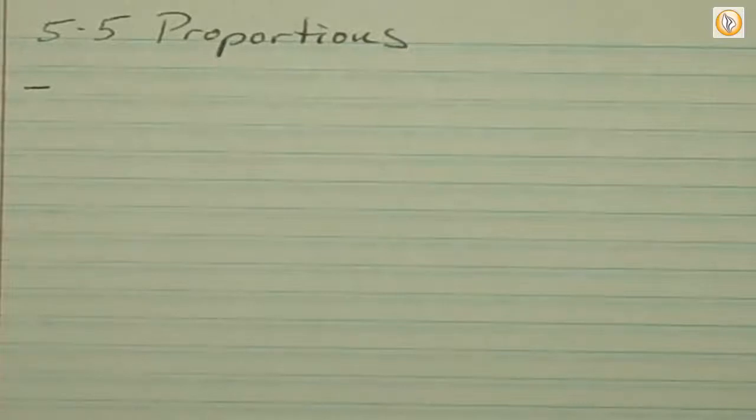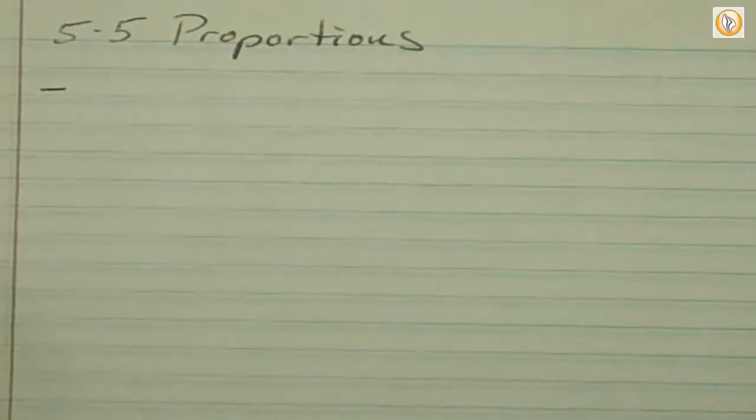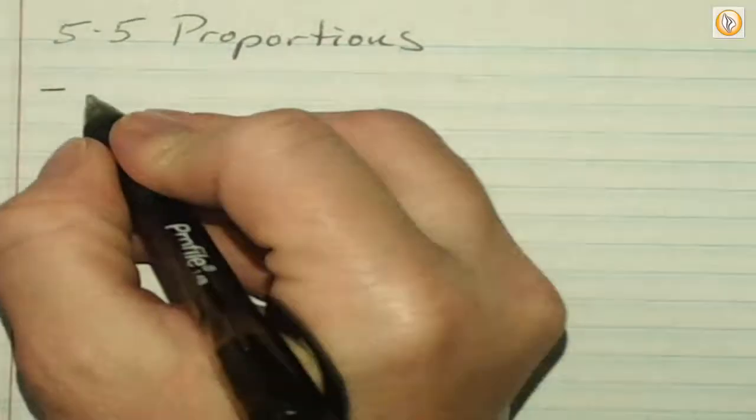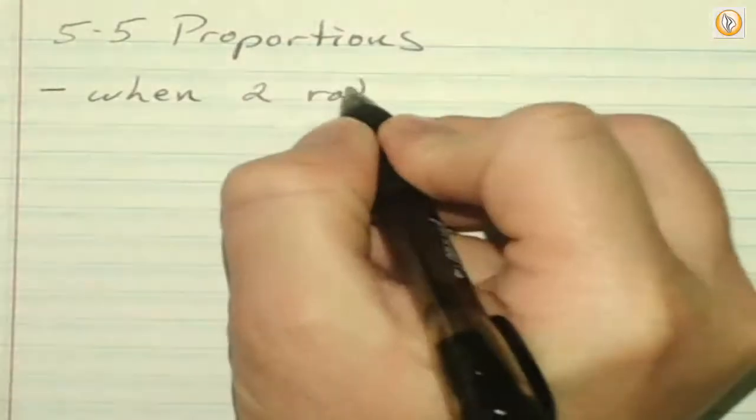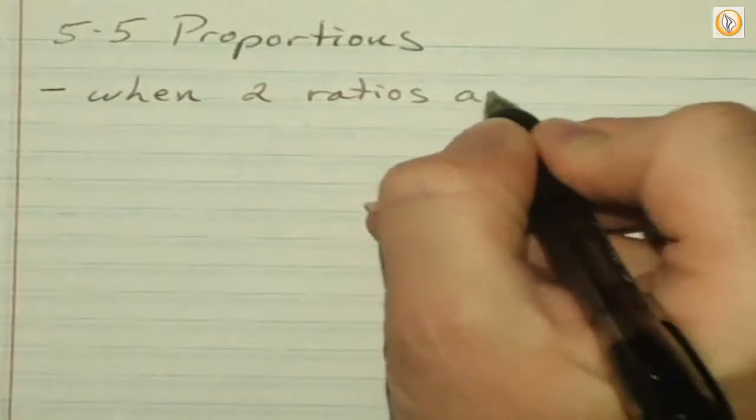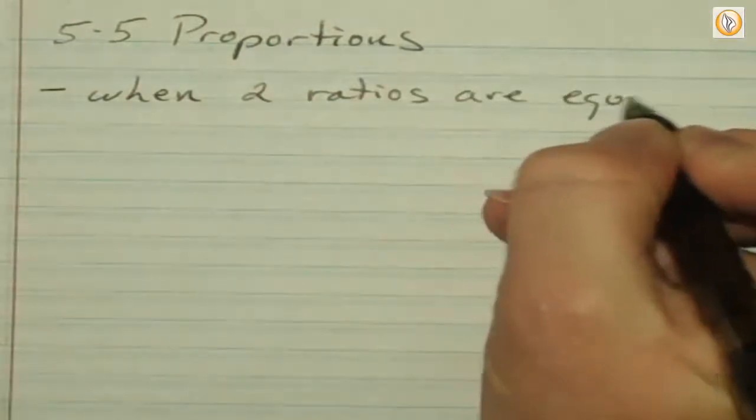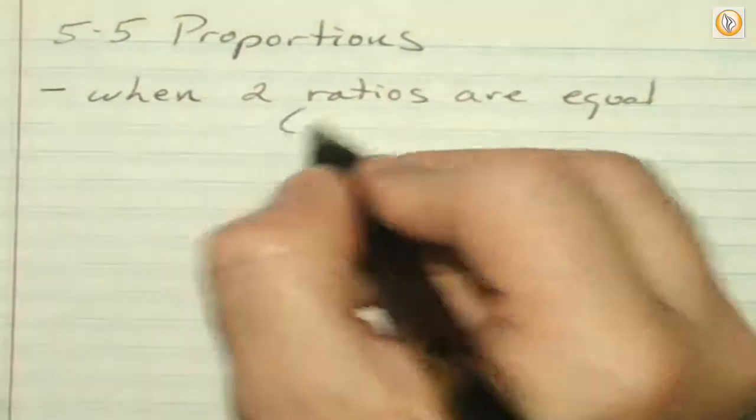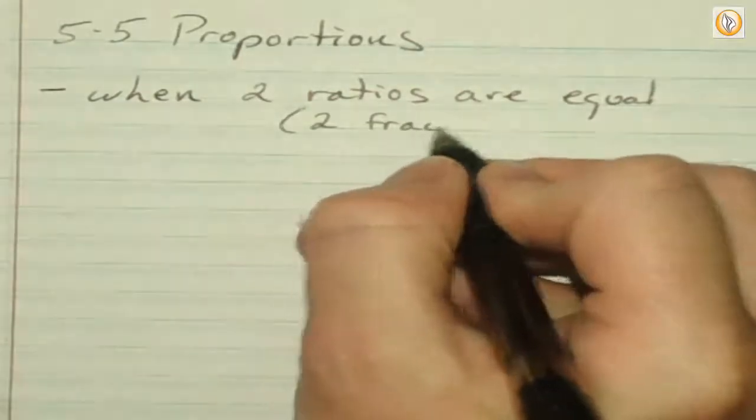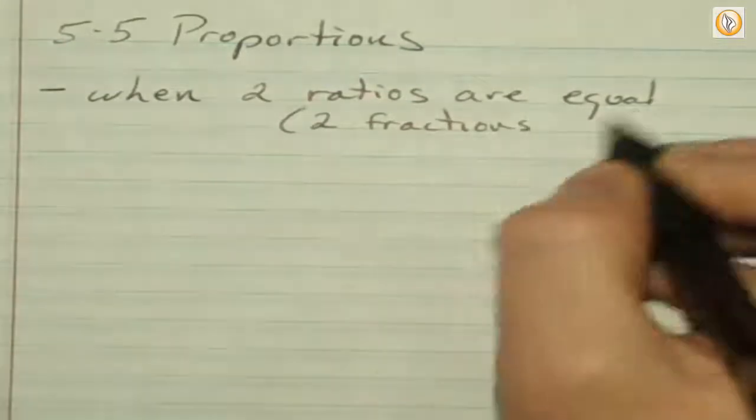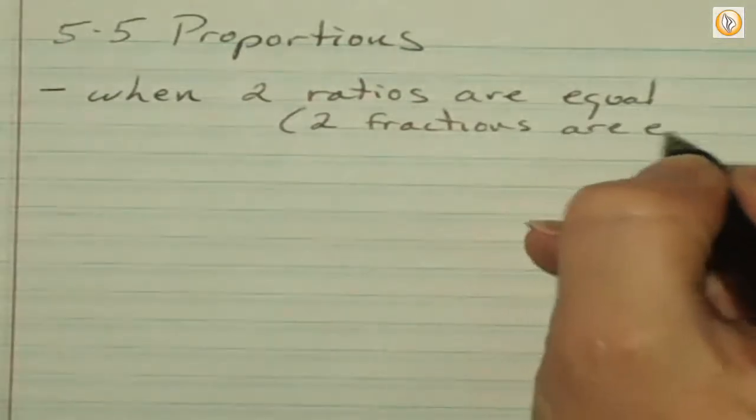Proportions are saying, think again one day. All right, so 5.5 proportions. It's when two ratios are equal, meaning what ratios look like, two fractions. And it says are equal.